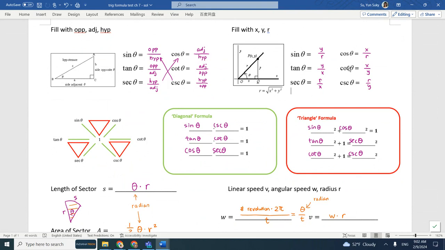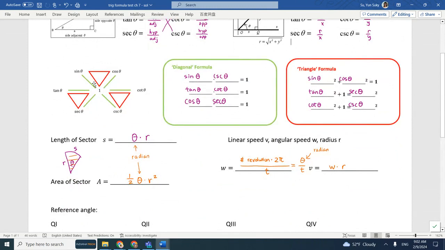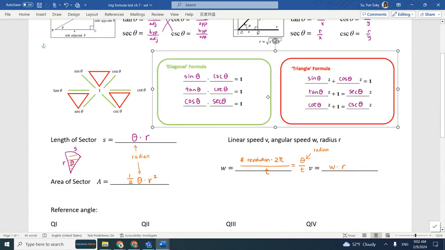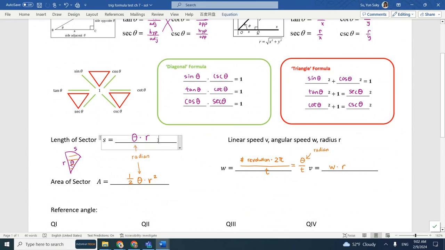Right, everybody? And last time we also talked about the hexagon. And we have 3 diagonals. We get a diagonal formula. And we have 3 upside down triangles. So we get a triangle formula. And then the length of a sector: S equals theta times R.